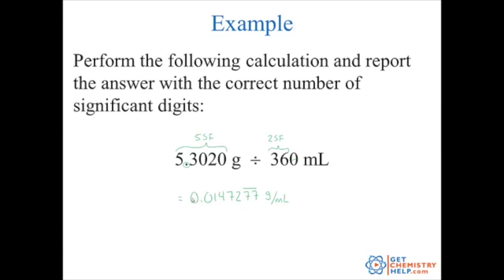Okay, so which 2? Well, leading zeros, we learned in our lesson before on significant digits, are never significant. So the 1 and the 4 are the first 2 that are significant. So we just round them. 7 tells me to round up and add 1 to that 4. So that'll become 0.015, and again, grams per milliliter. Okay, so that's how we do it when we multiply and divide. The fewest sig figs of a measurement determines how many sig figs the answer can have.